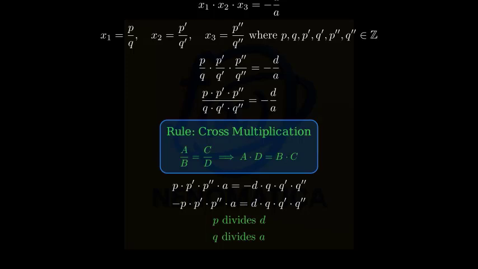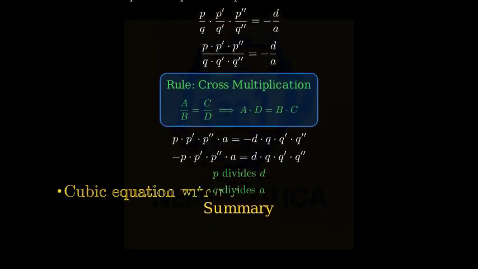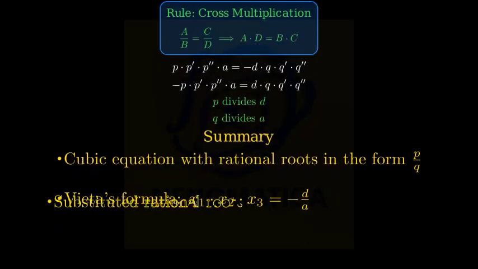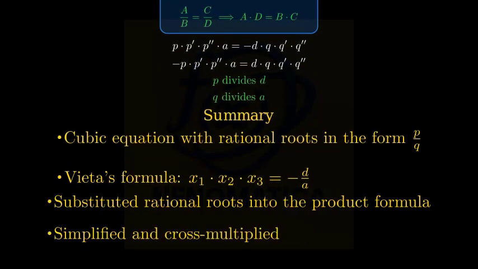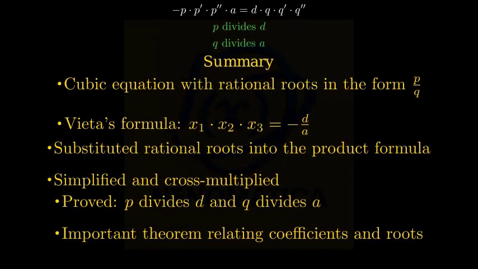Let's summarize what we've proven. We started with a cubic equation with rational roots expressed as fractions. Using Vieta's formula, we established that the product of the roots equals negative d over a. By substituting the rational roots and manipulating the equation, we proved that p divides d and q divides a. This is a powerful theorem that gives us information about the relationships between the coefficients and the roots of a cubic equation.